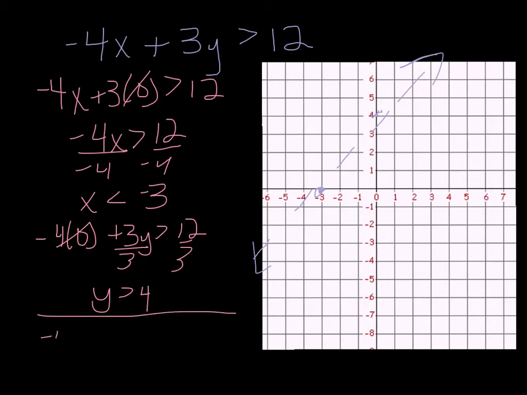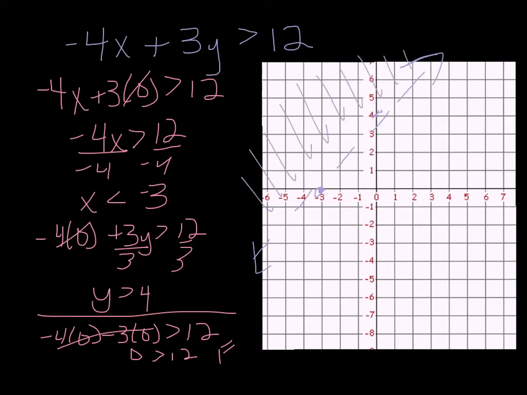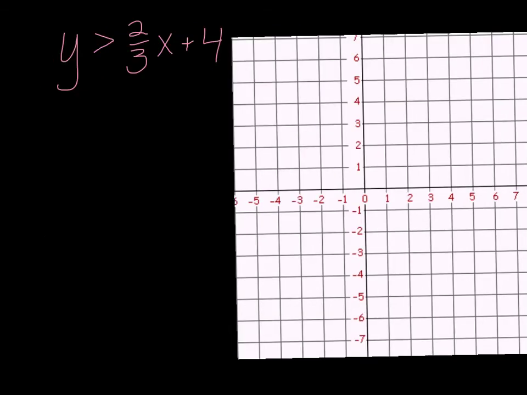So we have negative 4 times 0 minus 3 times 0 is greater than 12. That's all 0. Is 0 greater than 12? That is a false statement. Okay, that means that this side is false. So we're going to shade the other side. There's your answer.